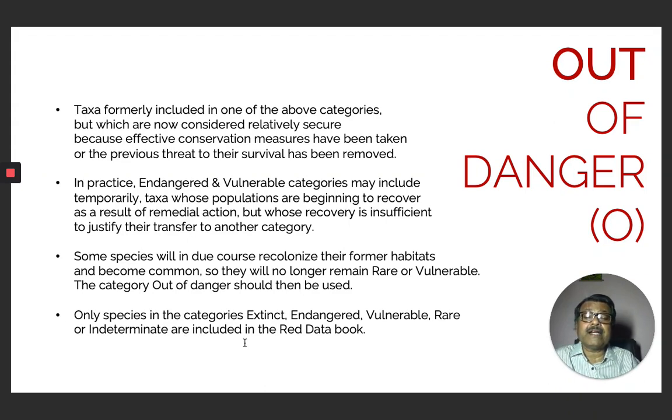Only species in the categories extinct, endangered, vulnerable, rare and indeterminate are included in the Red Data Book. So these are the important categories which are well described in the Red Data Book.